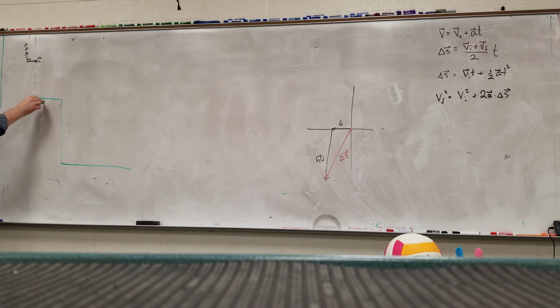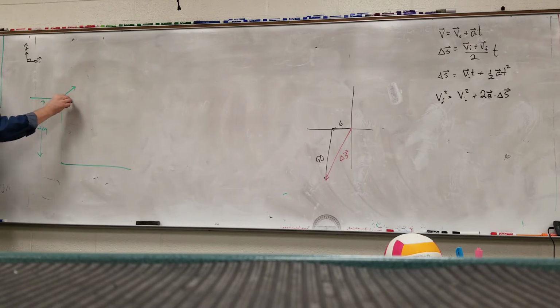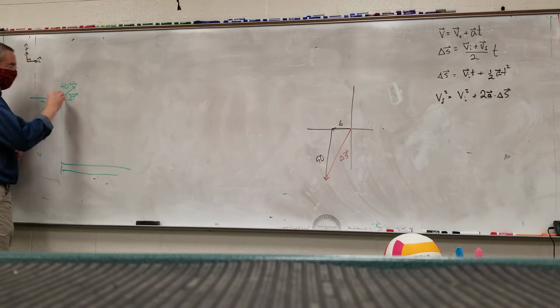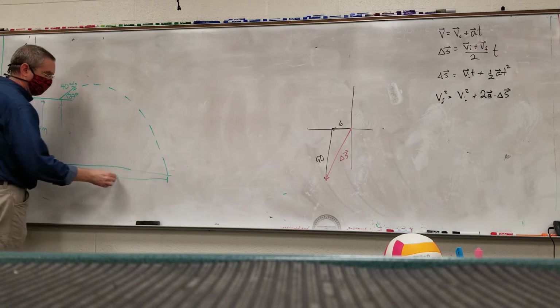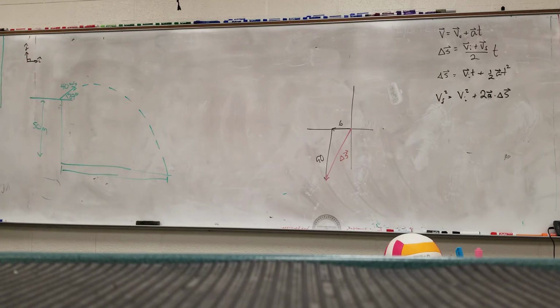I have a cliff that is, we'll make it 50 meters tall. I'm going to shoot an object up at an angle. Let's make this a 37-degree angle and make this 40 meters per second. So I'm shooting it from the edge of the cliff, and the question is, how far does it land from the bottom of the cliff?